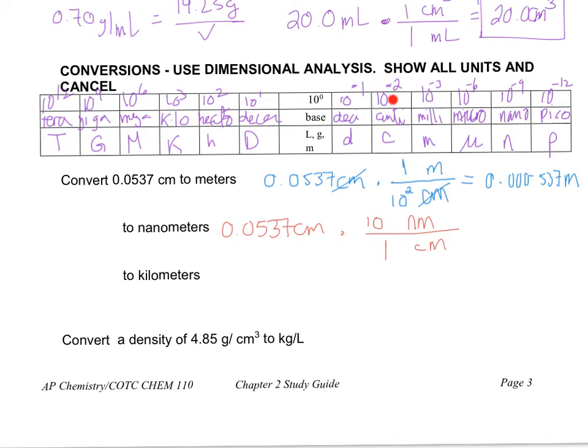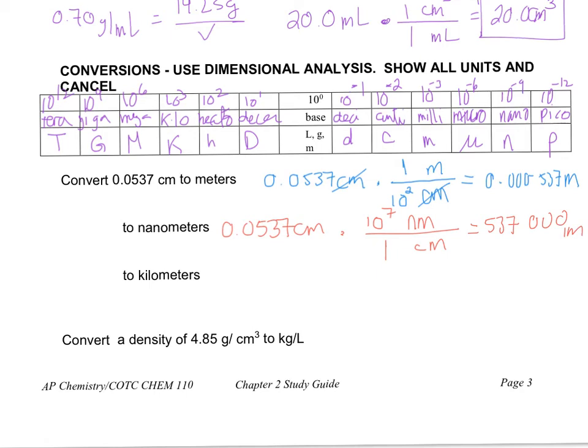Centi is -2. Nano is -9, so the difference between them would be 7. So you put 7 there. And again, you should be able to do this in your head. So if we need to move the decimal point 7 places, then you go 1, 2, 3, 4, 5, 6, 7. So that would be 5, 3, 7, 0, 0, 0 nanometers.